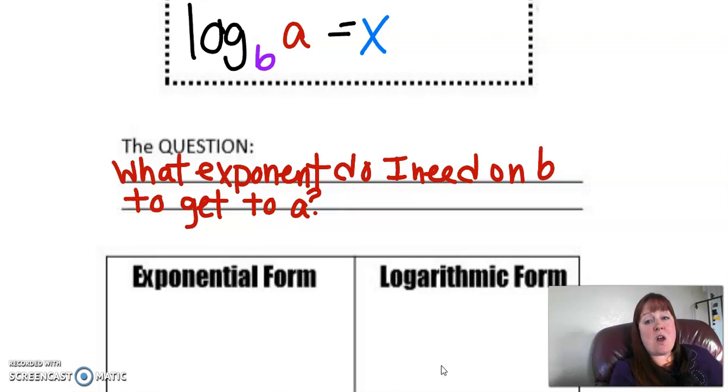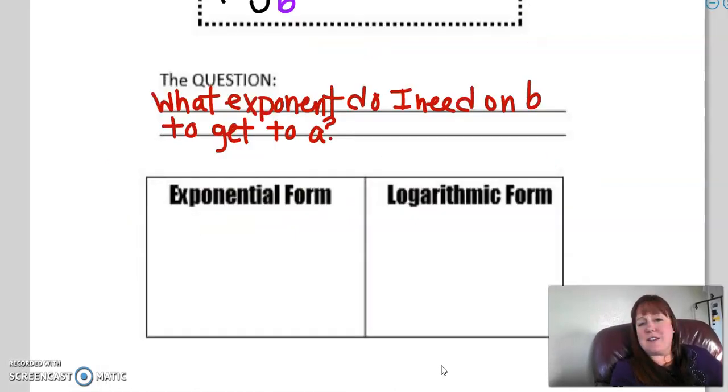And if you think about our song, a log is just an exponent. A log is just an exponent. Logs are simply exponents. It's great, isn't it? It's going to be in your head forever.